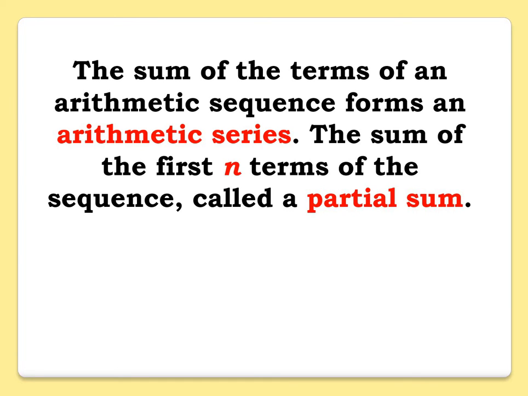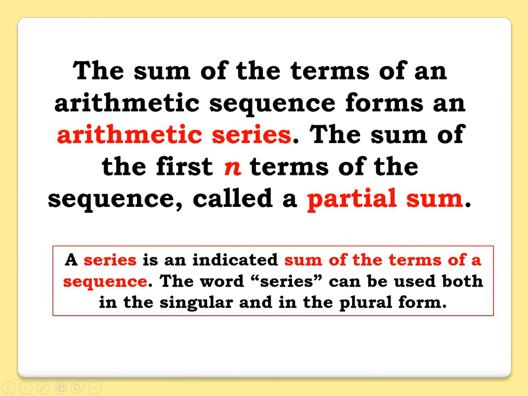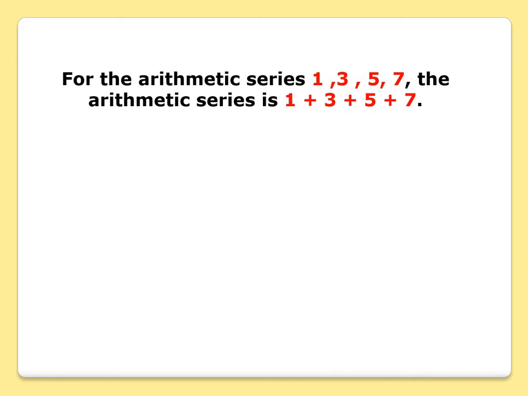The sum of the terms of an arithmetic sequence forms an arithmetic series. The sum of the first n terms of the sequence is called a partial sum. By definition, a series is an indicated sum of the terms of a sequence. The word series can be used both in the singular and in the plural form. For the arithmetic sequence 1, 3, 5, 7, the arithmetic series is 1 plus 3 plus 5 plus 7.